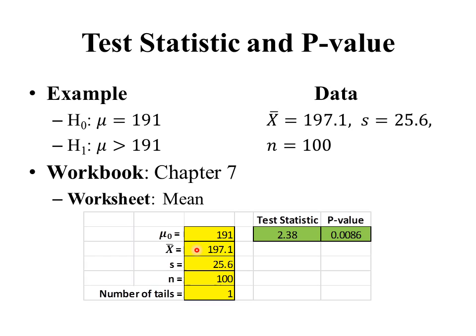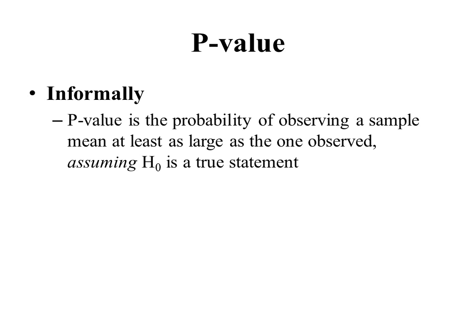X bar, that's our sample mean, 197.1. S is our sample standard deviation. N is our sample size. And then number of tails is the number of tails in our test. This is a right-tailed test, which has one tail. So we enter 1 here. Now the worksheet automatically calculates this so-called test statistic, and then it calculates this p-value. And so this p-value is 0.0086. So what does that p-value mean?